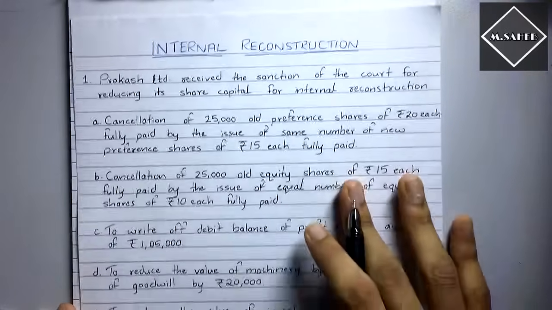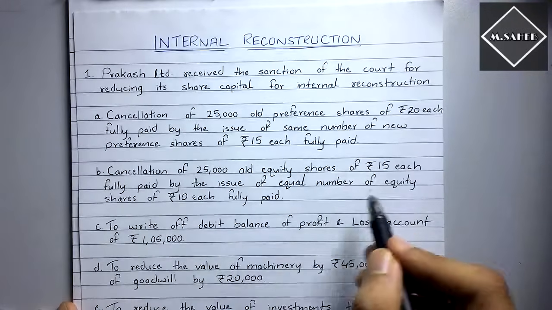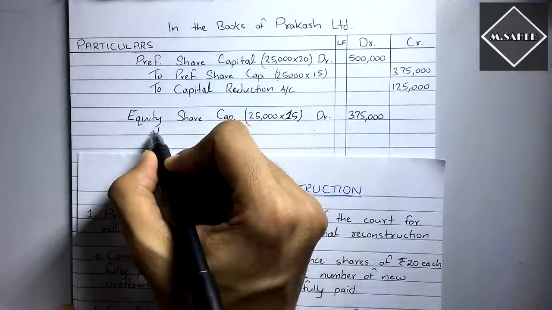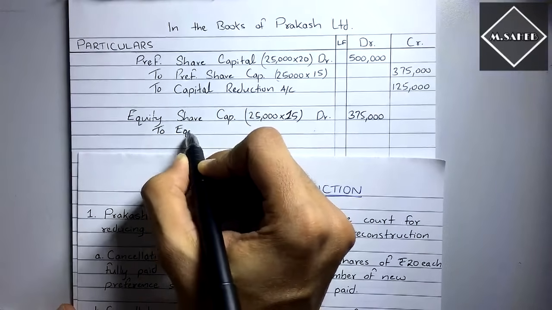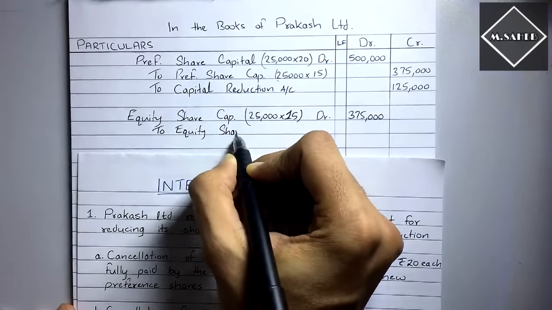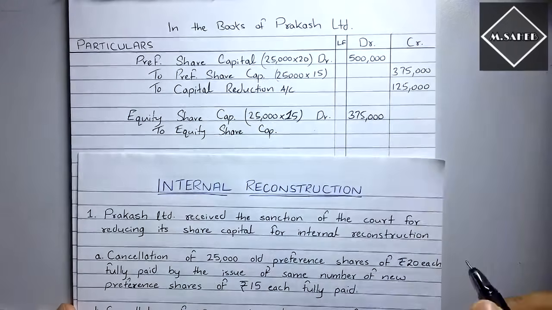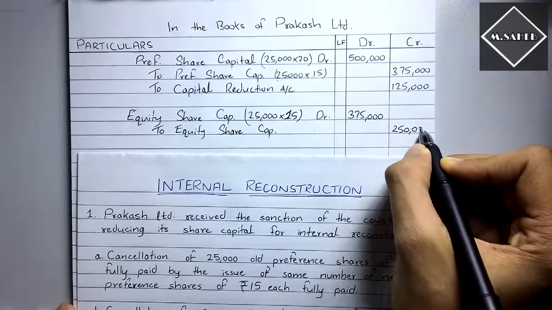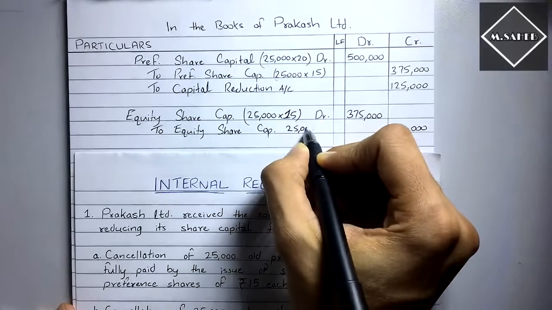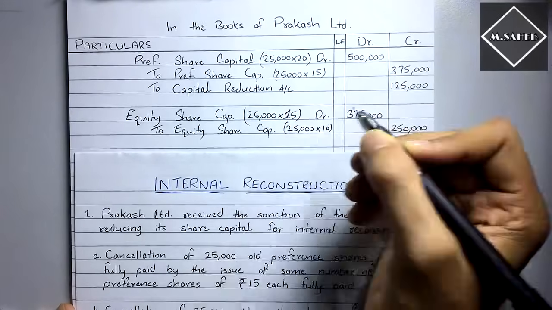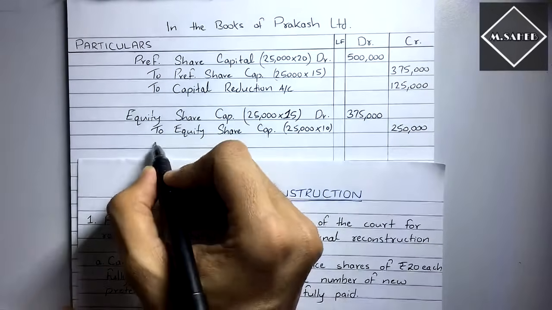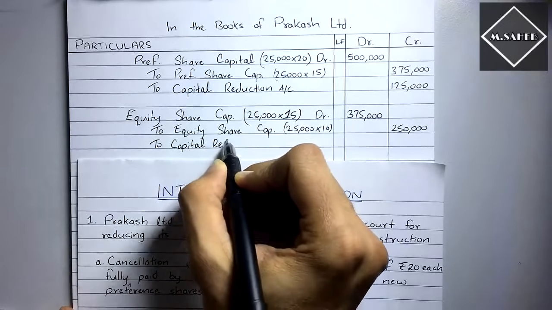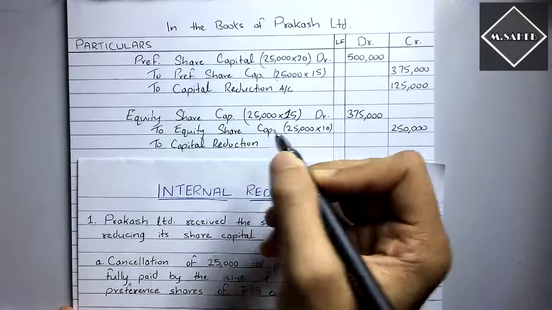And then they said they issued new equity shares of 10 rupees each. So the face value has been reduced, and those new shares will be created in equity share capital. How much? It will be equal to 2,50,000, which is 25,000 into 10. The new face value is 10. Now how much is the gain? Whatever gain the company receives will go to the capital reduction account.